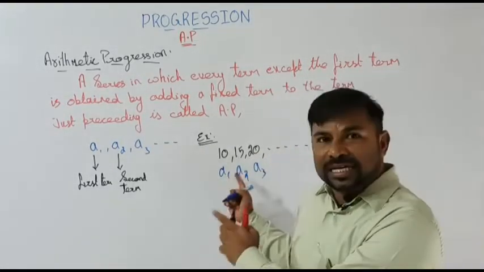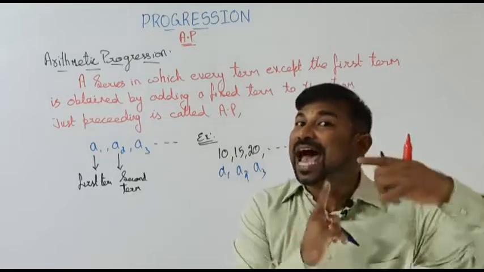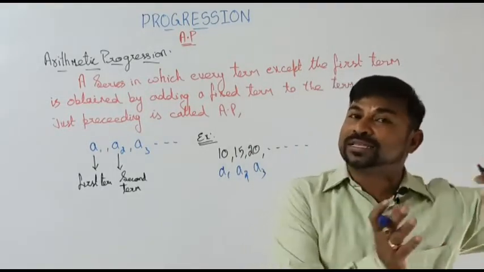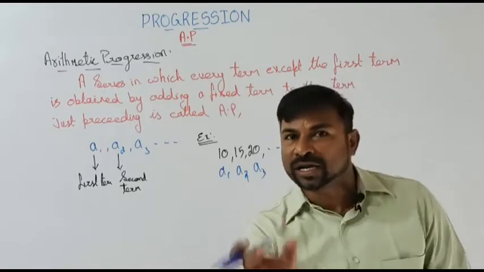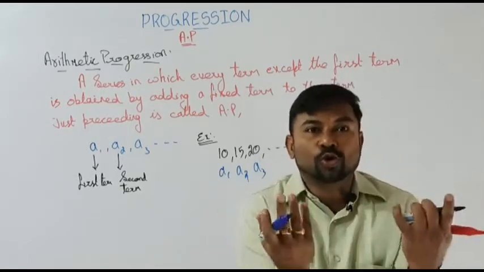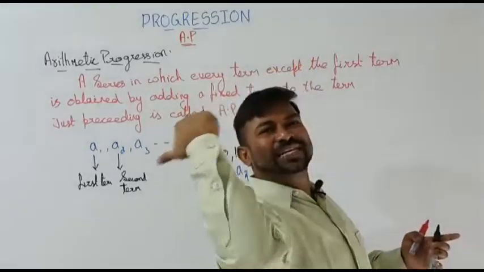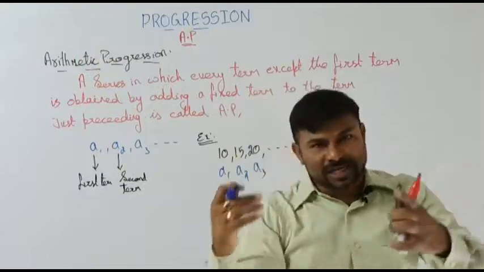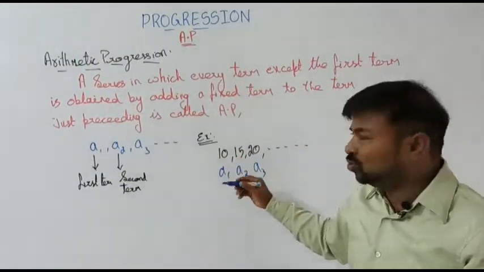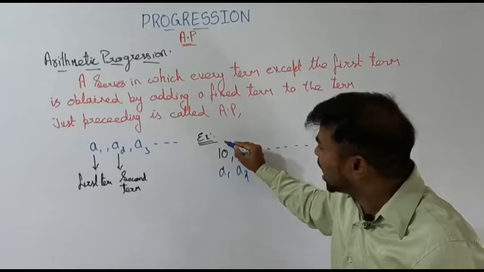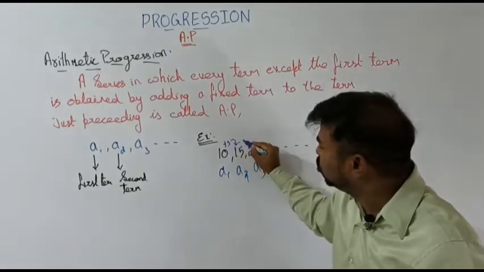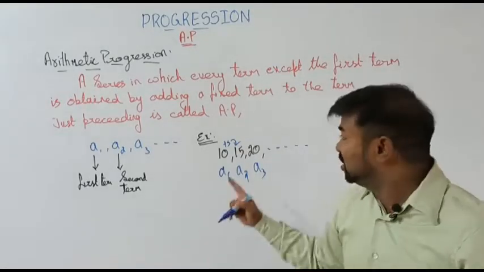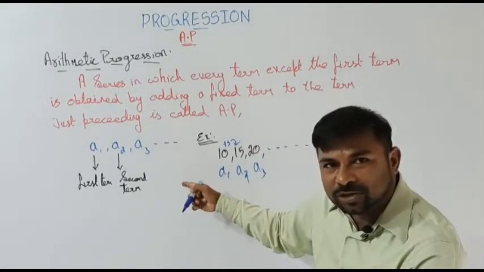Is this series, this progression, an arithmetic progression? What is the meaning of arithmetic? Just now I said it should be either adding or subtracting a fixed quantity to the term just preceding it, not to the last one, right? Just preceding it. Let us check that. Out of these two, are you able to see we are adding plus 5 to A2? 15. How did you get 15? By adding 5 to the term just preceding it. Right?